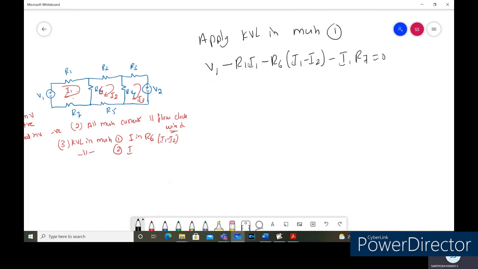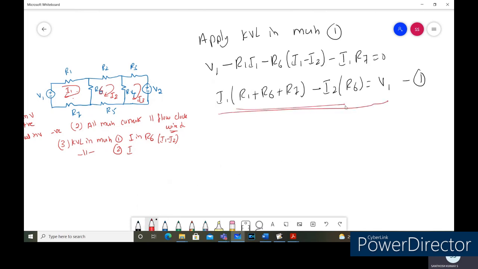Now we'll segregate the terms and send the V1 to that side and simplify. Let us take the I1 terms common here. When you take I1 common, it is (R1 plus R6 plus R7) into I1, minus, taking the I2 terms common, I2 into R6, and this is equal to V1. Call this equation number 1. So we got expression 1 here.